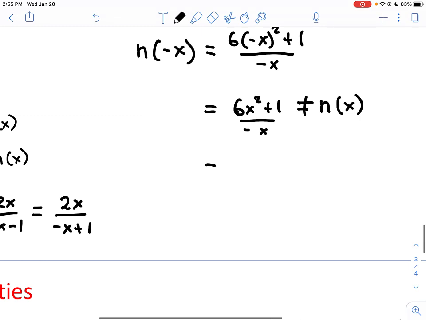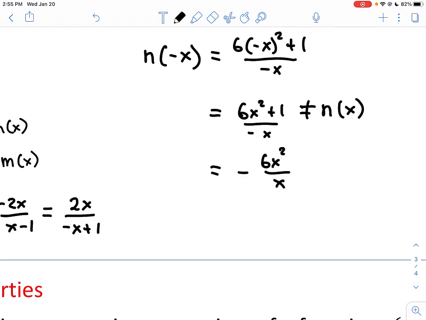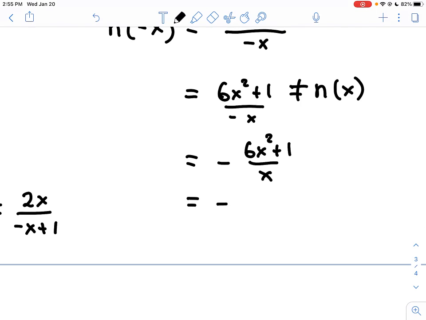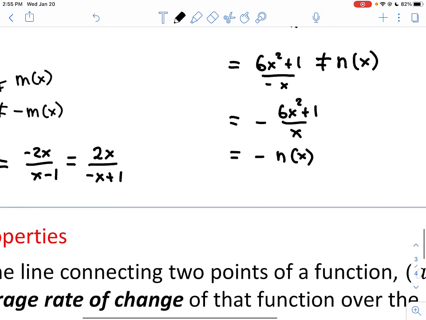But the negative that's down there at that bottom could be pulled to the very front of the fraction while leaving the numerator the same. And this one is the negative of the original. So we have an odd function here.